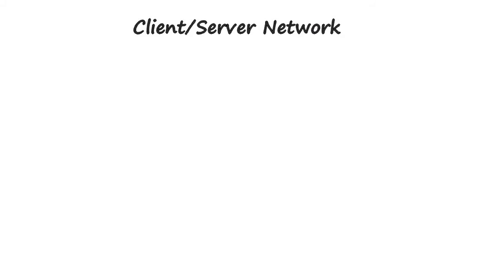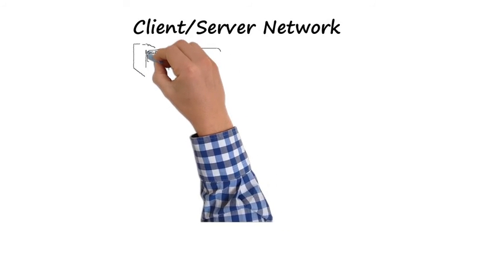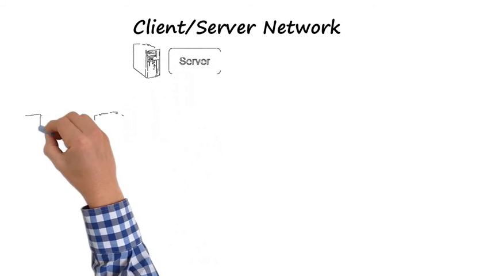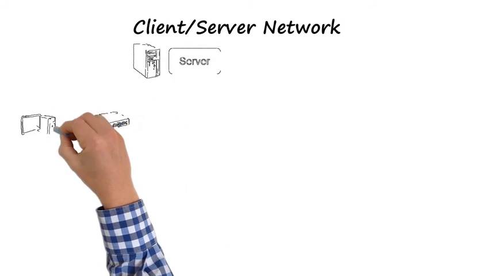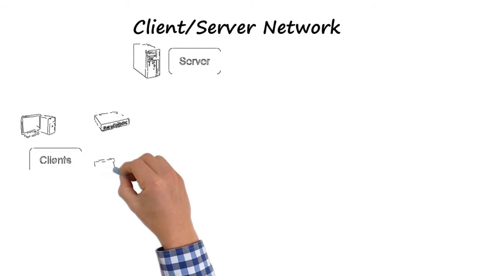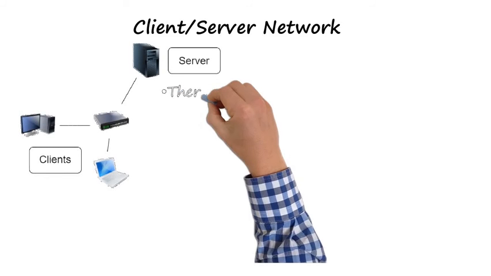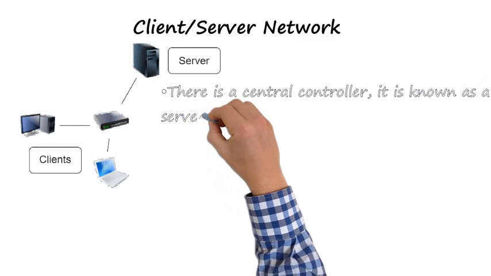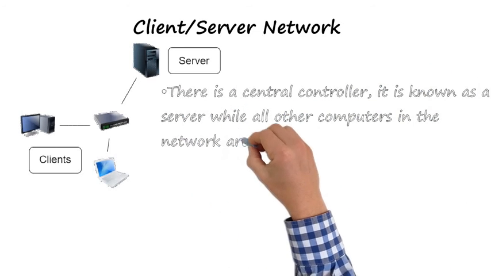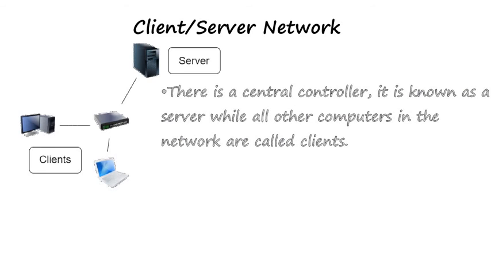Then we will move to the client-server network architecture. As you can see in this figure, there are 2 sides to this kind of network. One side is the client side and the other side is the server side. So there are 2 major parts in this kind of network: one is the server, the other is the client. There is a central controller known as the server, while all other computers in the network are called clients.